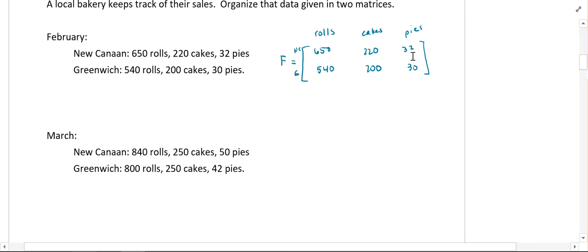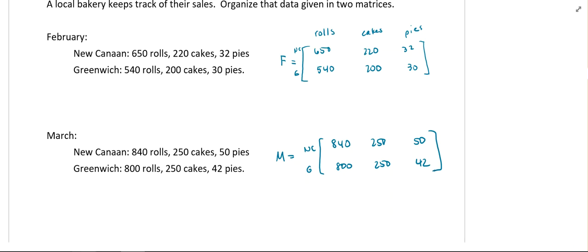And I've organized them. So it's really important that matrices keep things organized. We don't want to switch the cakes and the pies around, because that wouldn't give us valid information when I go to work with it in another scenario. So when I write my March one, I'm going to keep New Canaan on the top row, Greenwich on the bottom row, and I'm going to keep it as rolls first, cakes second, and pies third. I'm keeping it consistent so that when I go to work with them, if I'm going to do any combining with them, we'll be able to have meaningful data.